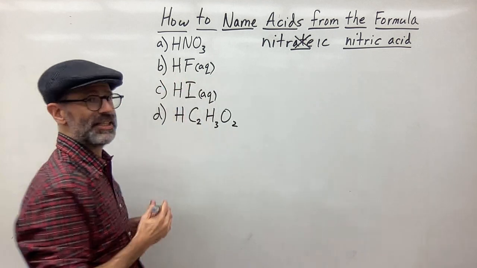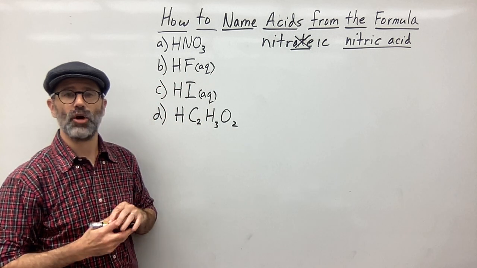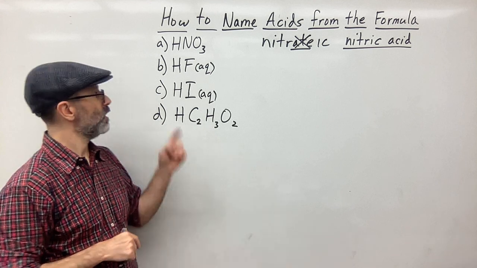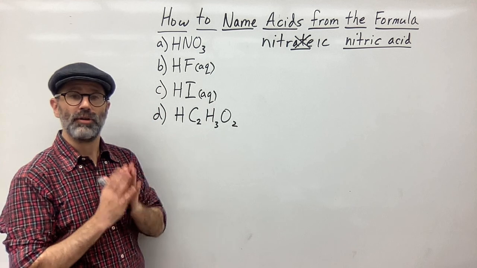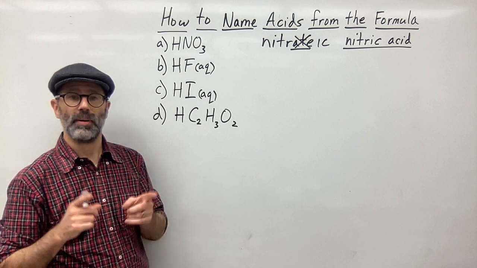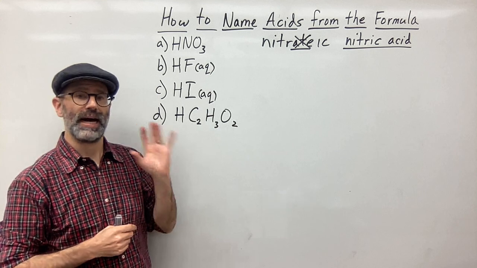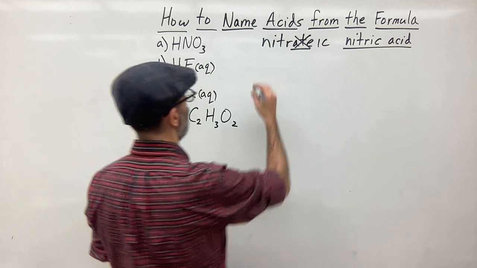So here we have HF. There's no oxygen. There's no polyatomic ion here. So it is not an oxyacid. It is a binary acid. So here we are going to use hydro, and the hydro refers to the hydrogen. So remember, there's only two elements. There's hydrogen and some other element. Hydro is referring to the first element, hydrogen. So we're going to have hydro.